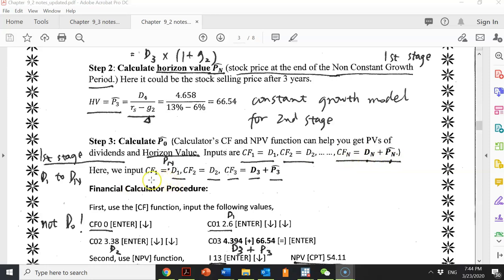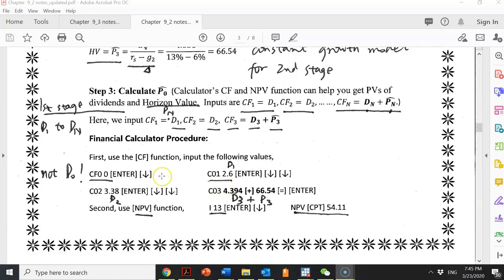So here we can input cash flow 1 as D1, cash flow 2 as D2, cash flow 3 as D3 plus P3. Okay, we discount D1, D2, D3 because we need to discount all the dividends in the first stage. We discount horizon value P3 because it is the discounted value of all the dividends in the second stage to time 3. So now we want to discount it to time 0. Okay, and because D3 and P3 occur at the same time, we can input them together as cash flow 3.